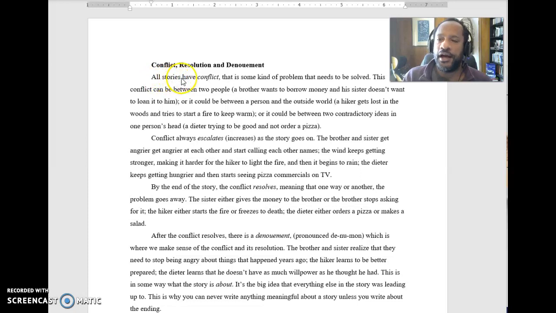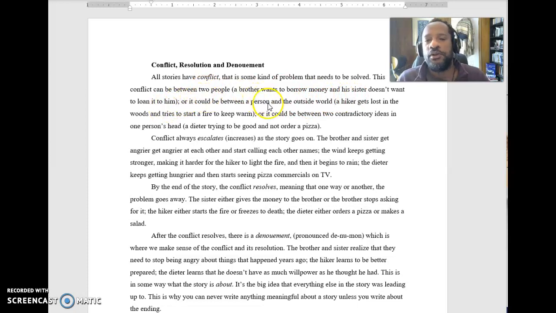I say all stories have conflict. That is some kind of problem that needs to be solved. Some issue that comes up, right? Some two things that are going to be butting up against each other. This conflict can be between two people. A brother wants to borrow money and his sister doesn't want to loan it to him, right? That would cause some conflict.